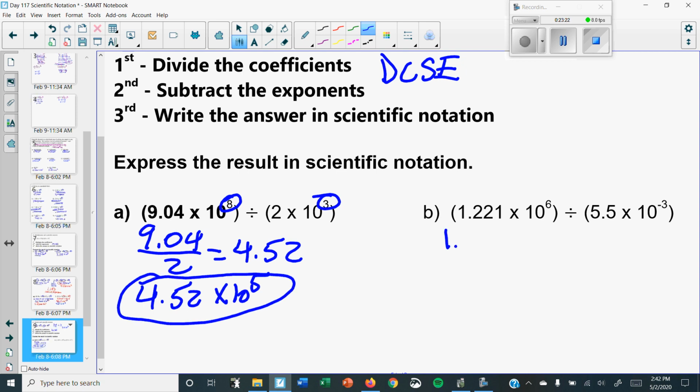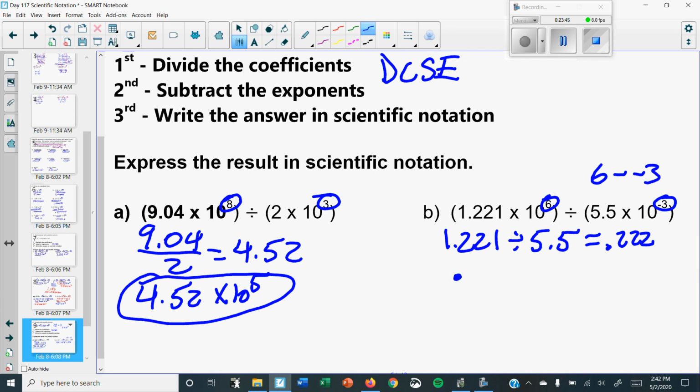The next one, 1.221 divided by 5.5. We're going to have problems. 1.221 divided by 5.5, you get 0.222 and then subtract the exponents. So remember, when you subtract the exponent, 6 minus a negative 3 is a positive 9. So now we have this, 10 to the 9th. What's wrong with this?